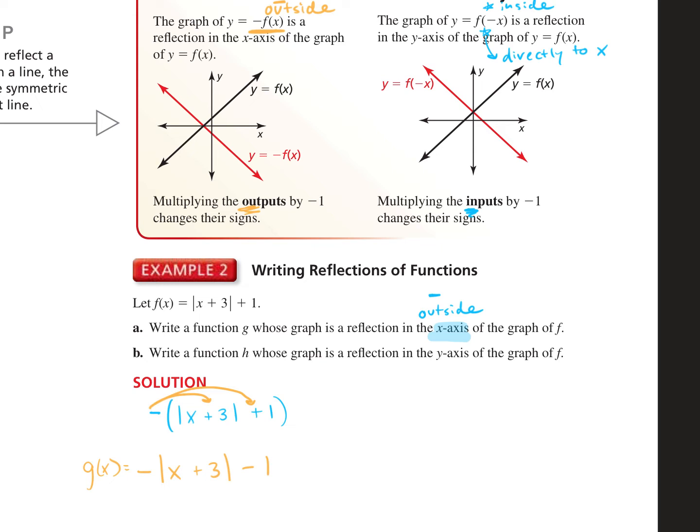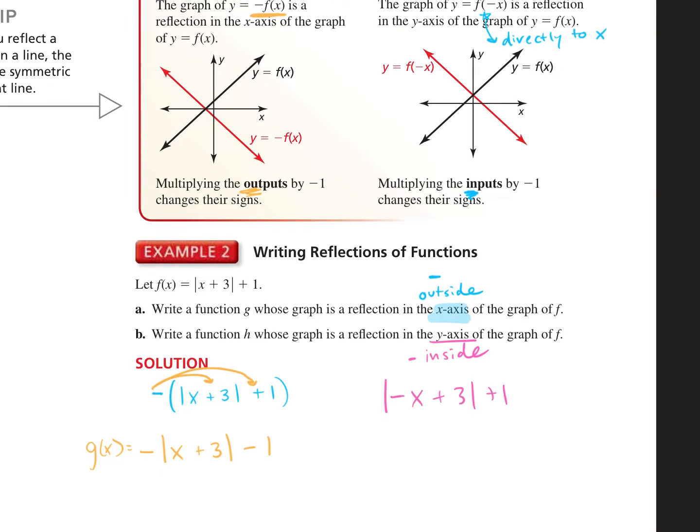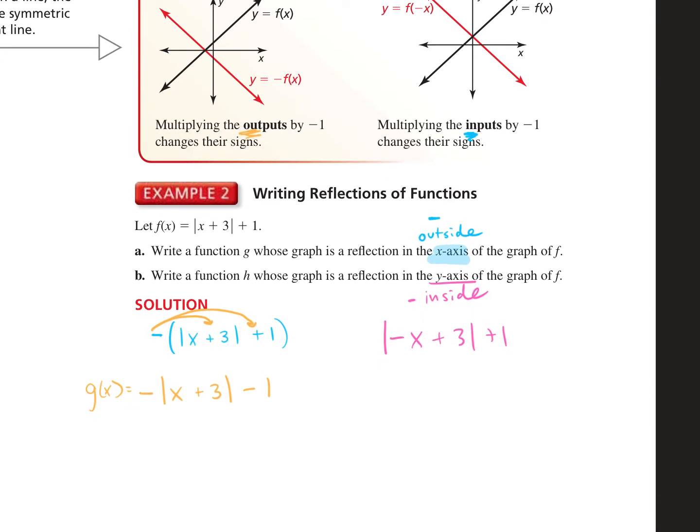Now for B, we have to write a function h whose graph is a reflection in the y-axis of the graph. So y-axis is inside. That happens directly to the x. So I have to multiply that negative directly to the x. So it would be the absolute value of negative x plus 3 plus 1. I can't simplify anything here, so this would be my h of x.